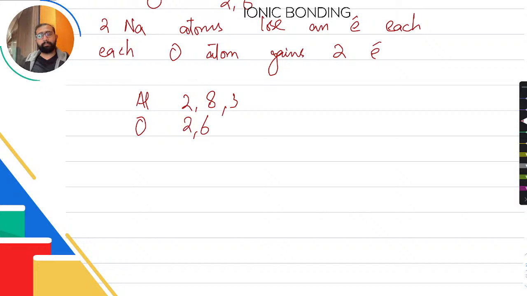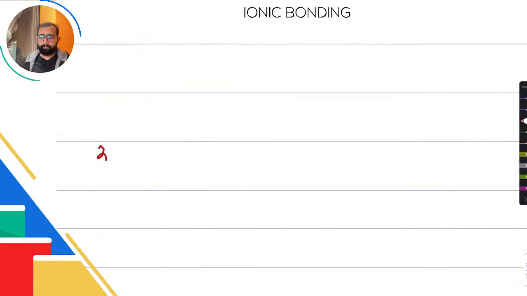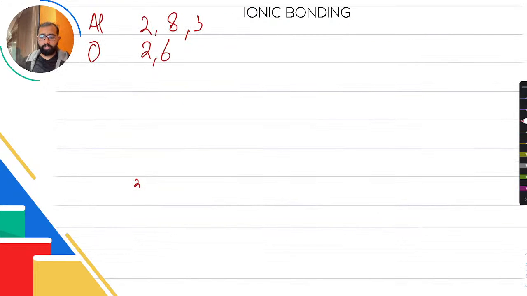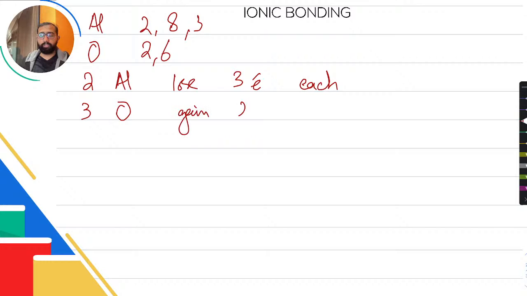You can just take the LCM. So oxygen needs 2, aluminum needs to lose 3. So 3 and 2, that's an LCM of 6. So how do you make 6 from aluminum? You take 2 aluminum. So 2 aluminum lose 3 electrons each. And again, you need 2 electrons for oxygen. So 3 oxygen gain 2 electrons each.